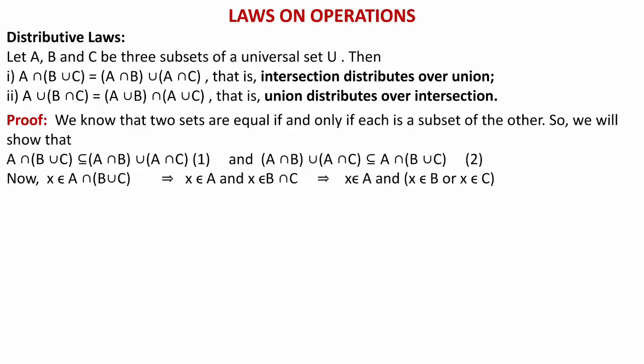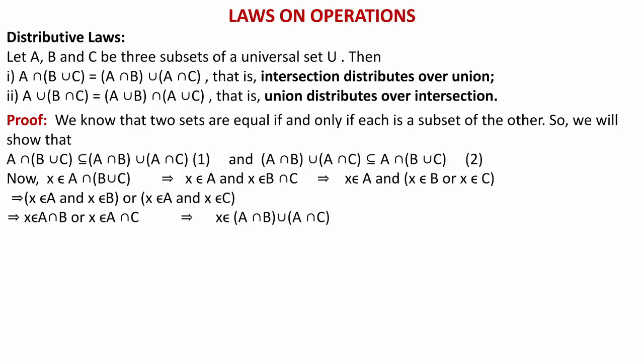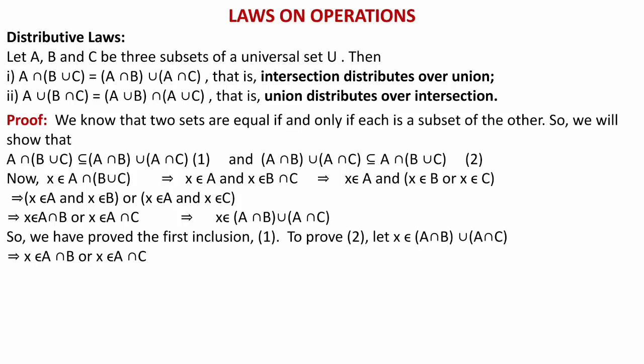For proving one, we shall take an element x in A intersection (B union C). x belongs to A intersection (B union C). This implies x belongs to A and x belongs to B union C. This implies that x belongs to A and x belongs to B or x belongs to C. This is equal to x belongs to A and x belongs to B, or x belongs to A and x belongs to C. This implies that x belongs to A intersection B or x belongs to A intersection C. This implies that x belongs to (A intersection B) union (A intersection C). So we have proved the first inclusion.